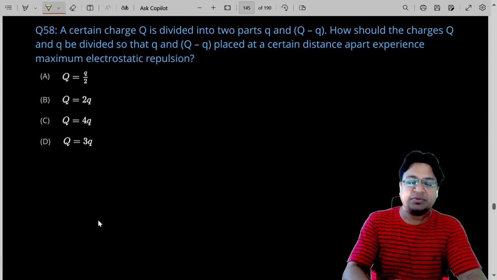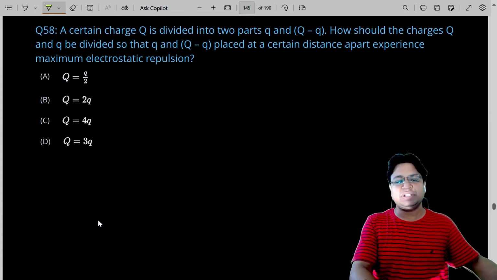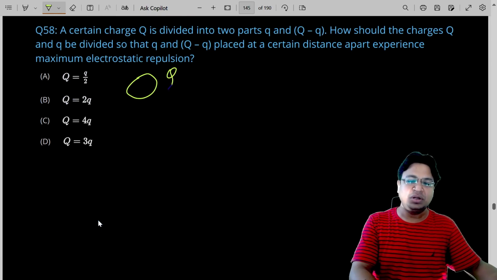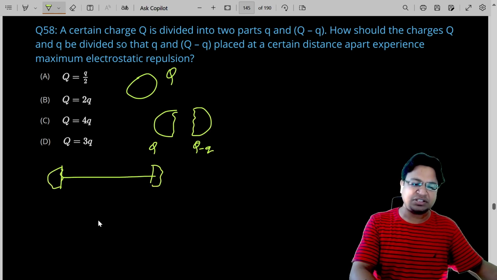Okay, next we go to question number 58. It says a charge Q be divided into two parts. How should the charges be? So guys, the question is like we have a charge Q and we want to split it into two parts, q and Q minus q, and then we want to place them at a fixed distance apart. Like the distance is pre-decided.